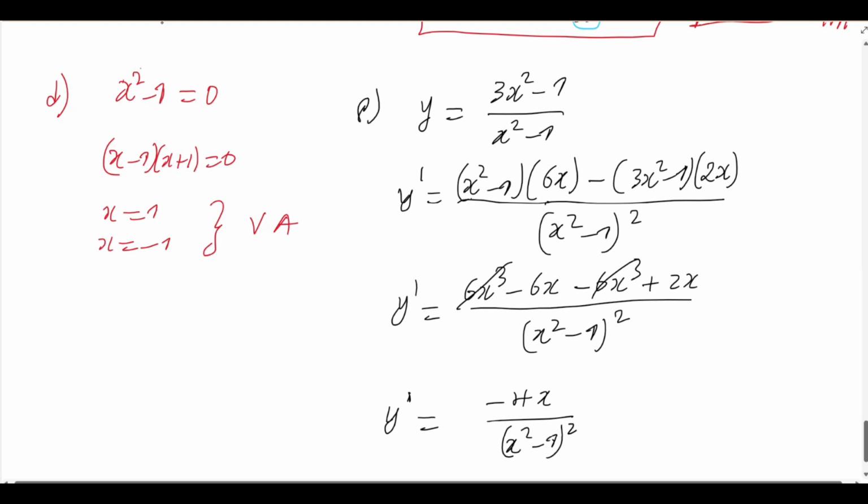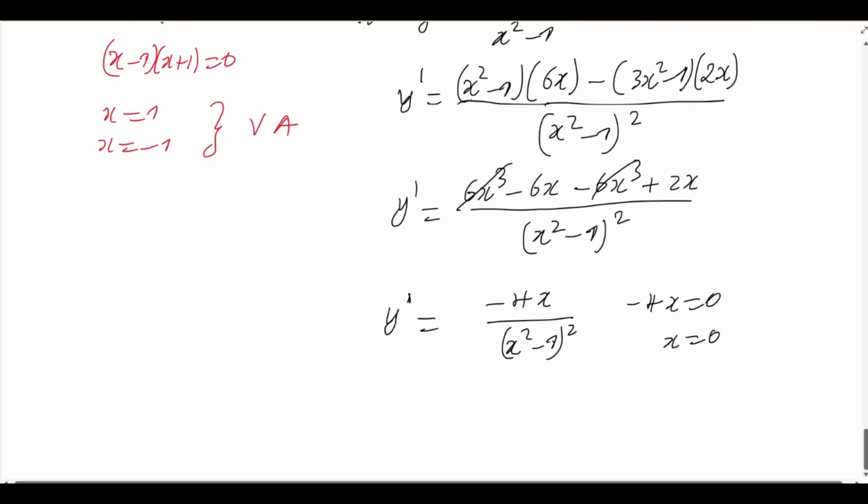So if we let our first derivative be 0, we're going to have negative 4x equal to 0. So x will be 0. So at the point x equal to 0, the function changes either from increasing to decreasing or from decreasing to increasing. Now there are many ways in which we can verify this. Let's say we have 0 here.